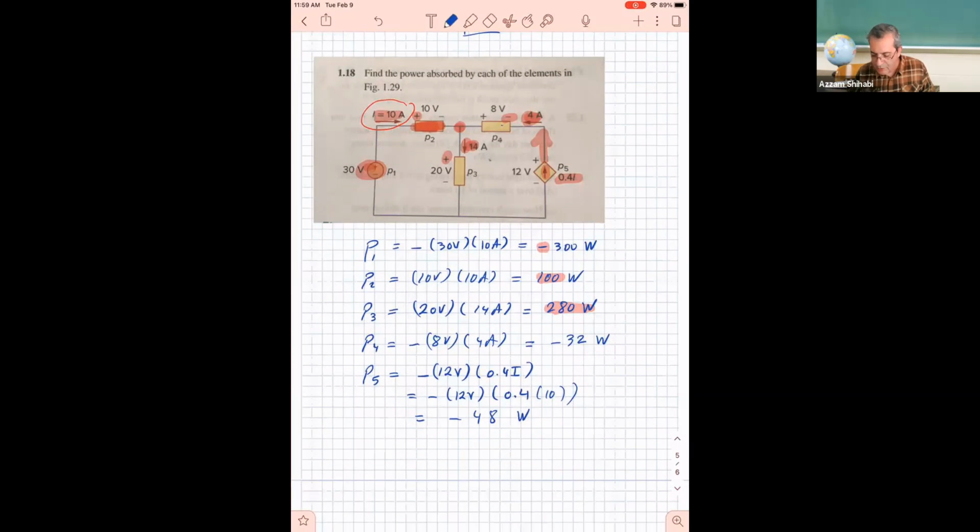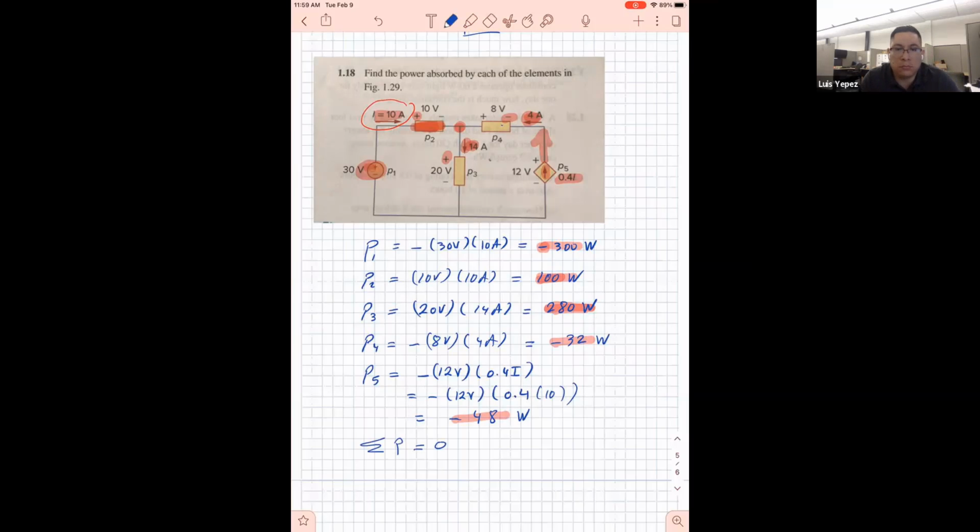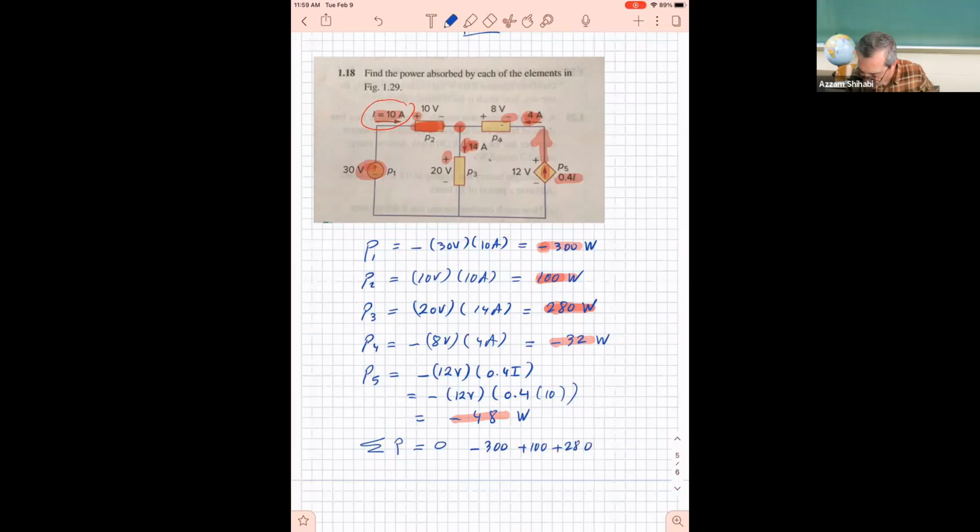All right. Now to check our work, the sum of all of these powers must be 0. Negative 300, positive 100, 280, negative 32, negative 48. The total or the sum of all the powers in the circuit must be 0. Is it 0? Let's check it. Negative 300 plus 100 plus 280 minus 32 minus 48.